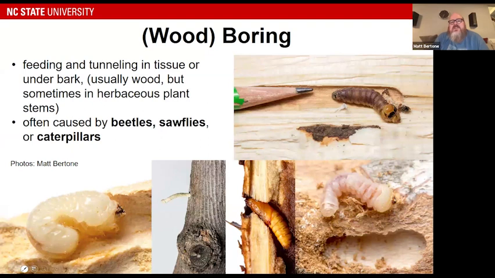Now, inside the plants, you can have, we'll say wood boring, although there are insects that bore into herbaceous plants too. But this is feeding and tunneling in tissue or under bark, usually wood, but sometimes herbaceous plants. And this is often caused by beetles, sawflies, or caterpillars. For instance, the top right is a carpenter worm caterpillar that can chew right into that really dense wood. But you have lots of wood borers, bark beetles, and clearwing moth borers like below middle, that little pupa that's in there.